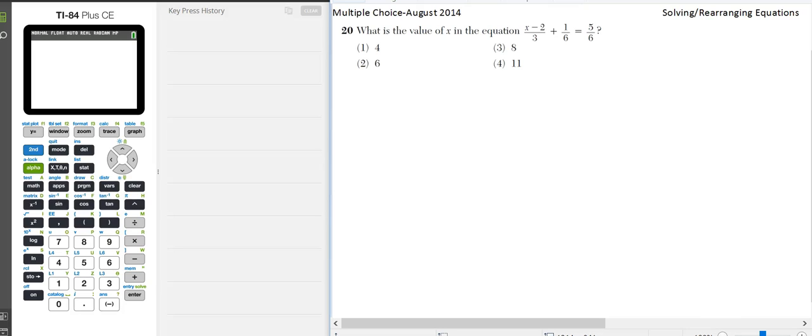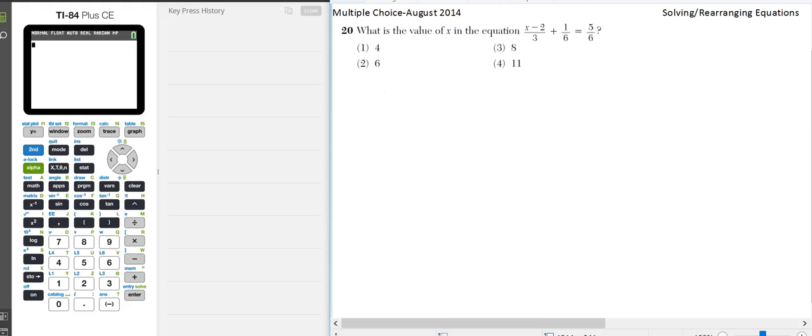This is an Algebra 1 Regents question from the August 2014 Regents. It's question number 20. There's more than one way we could solve this equation. We'll go through 3 of them. The first way you could do it is the way that the Regents actually wants you to solve it, by solving it algebraically for x.